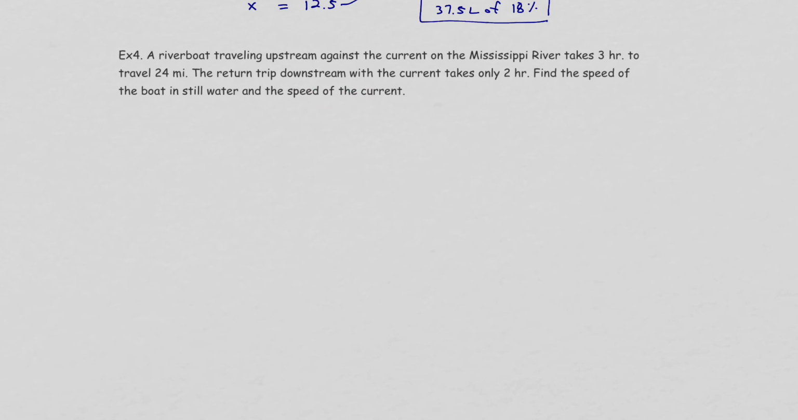So again, by reading this problem, I understand two pieces of information. The first one is what we're looking for, right? The speed of the boat in still water will be x. And the speed of the current, because it's current, I'm going to use the letter c. So we're looking for x and c this time.